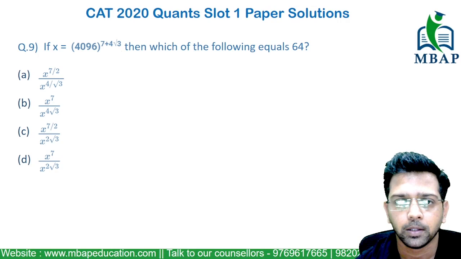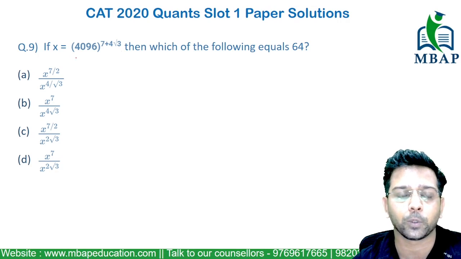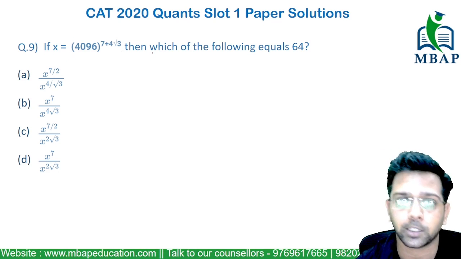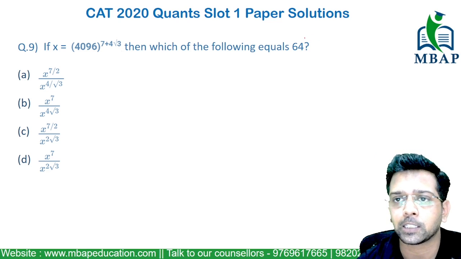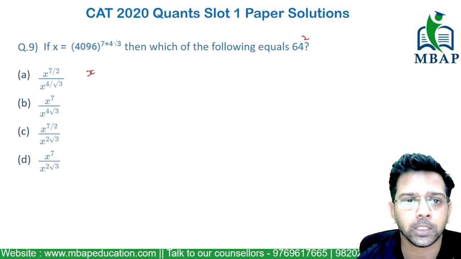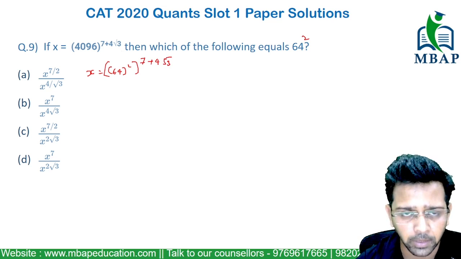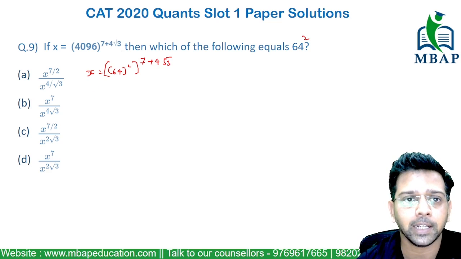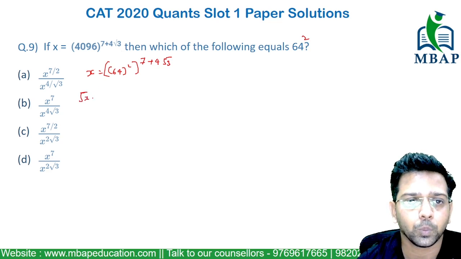Read the question well. The question says, if x is equal to 4096 raised to 7 plus 4 root 3, then find the value of which is equal to 64. The relation between 4096 and 64 is basically 64 squared. So the question says x is nothing but 64 square raised to 7 plus 4 root 3, right? X squared is 64 square raised to 7 plus 4 root 3. So possibly if I take the root of this, then root of x will look like 64 raised to 7 plus 4 root 3, right?